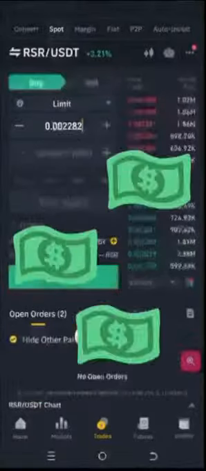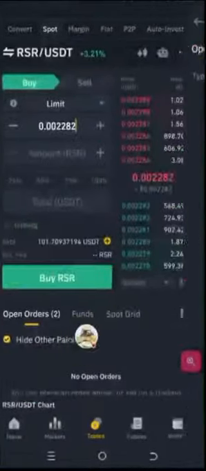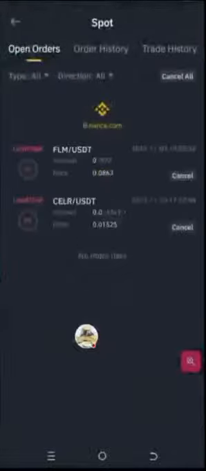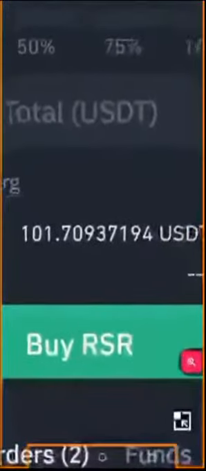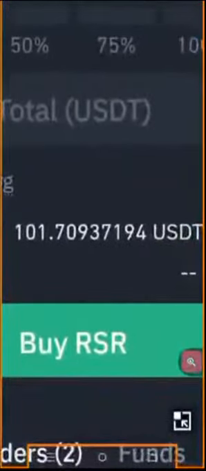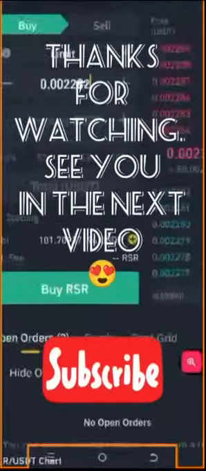RSR, money has been made. Can you see this? Yeah, money has been made. Let's go back and see. Yeah, so we have $1.70. It was a $1 profit, and now we have 70 cents.